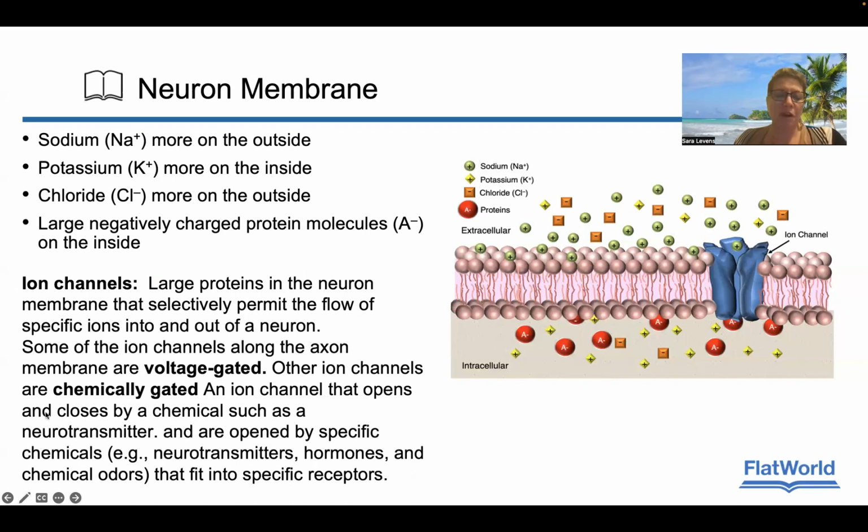And then you have other ion channels, which are chemically gated. This is an ion channel that opens and closes by a chemical such as a neurotransmitter. We'll be learning about these chemically gated channels in a second. These can be opened by specific chemicals that fit into specific receptors, and we'll learn a little bit more about chemically gated channels as well.